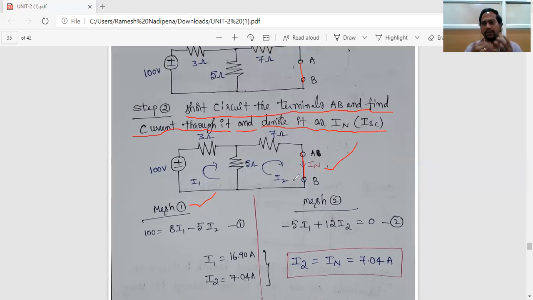Of course, if you want to apply nodal analysis, you can apply whatever technique is there. You'll get the same answer. You can apply any technique, the answer will be the same. So here I apply mesh analysis.